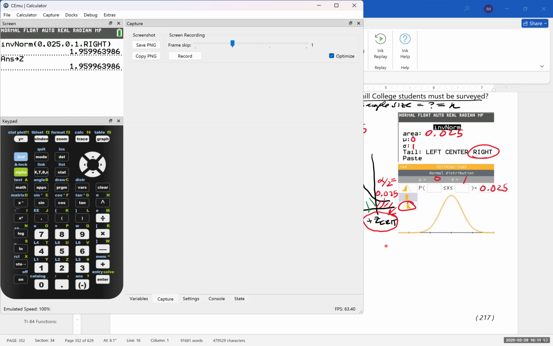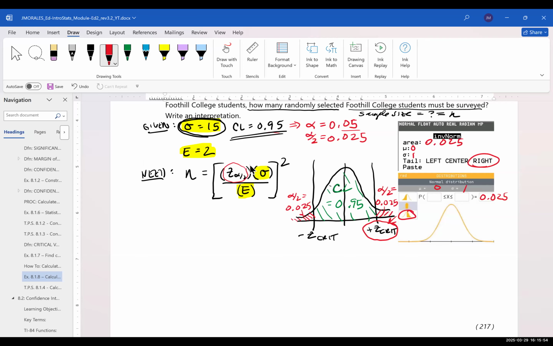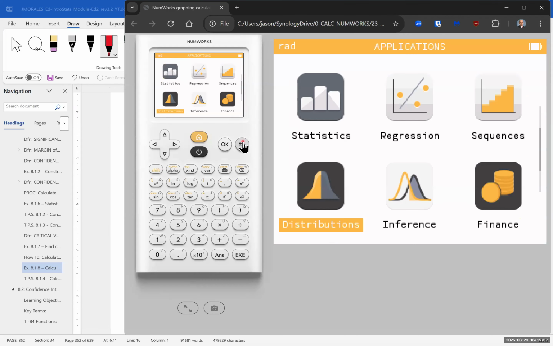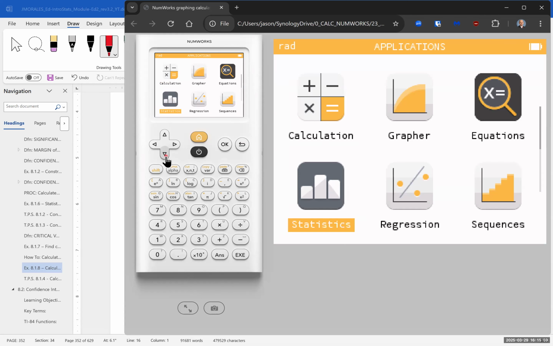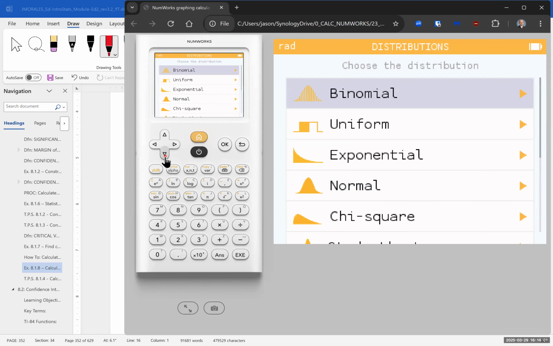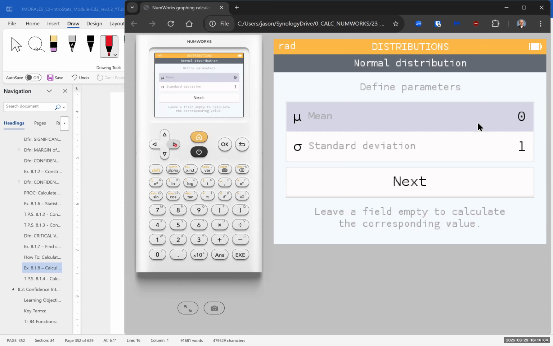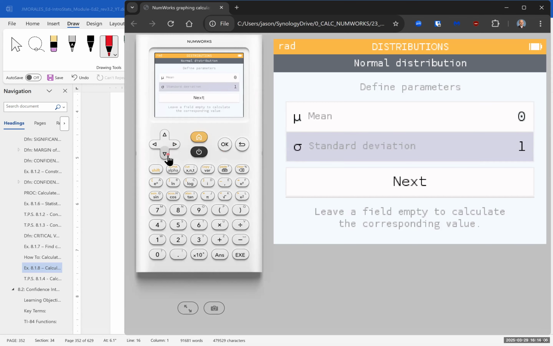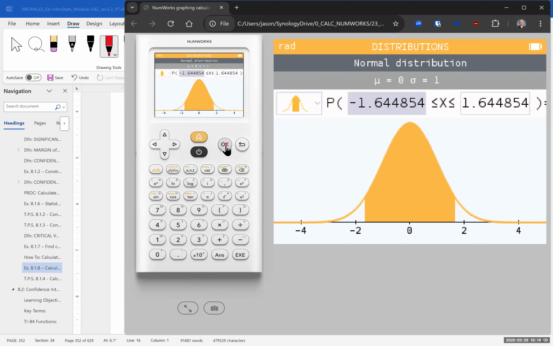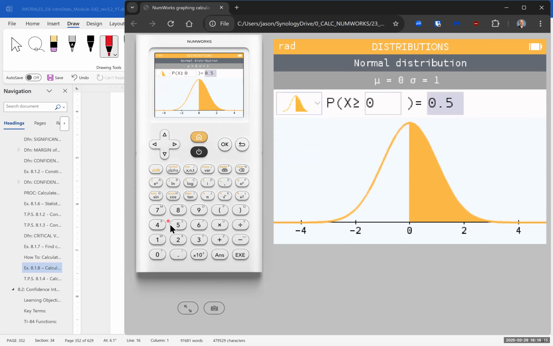All right, and then with the NumWorks calculator, let me backtrack. Okay, so I want to go to the distributions app, go to the normal, mean and standard deviation of 0 and 1. Click OK. I want the area to the right, like that, and an area of 0.025. Okay, there's my Z critical value, right? That looks about right.